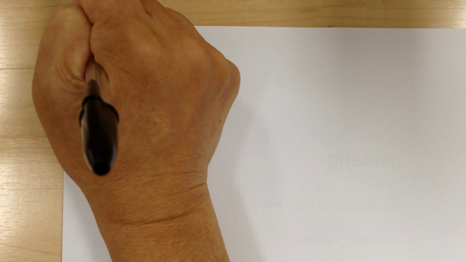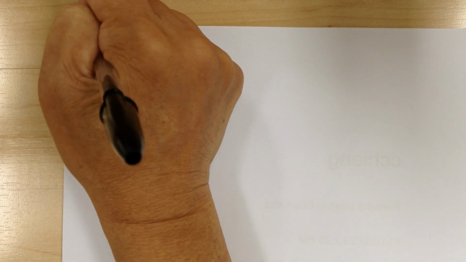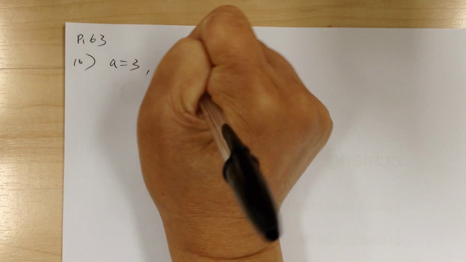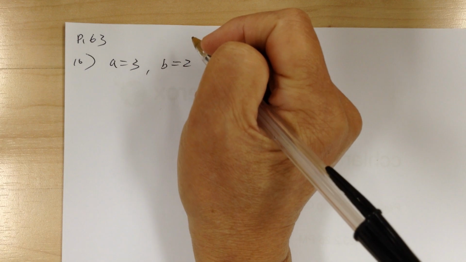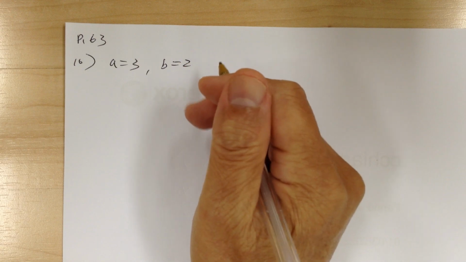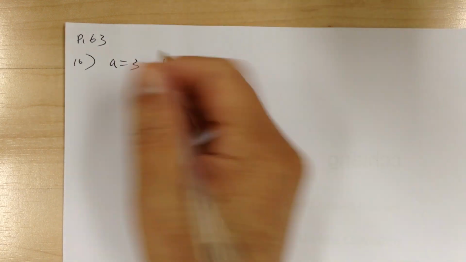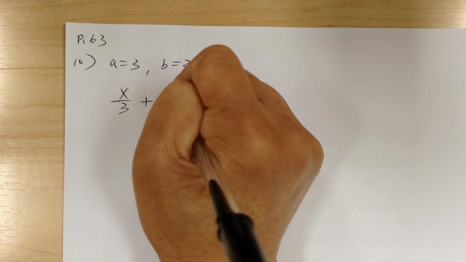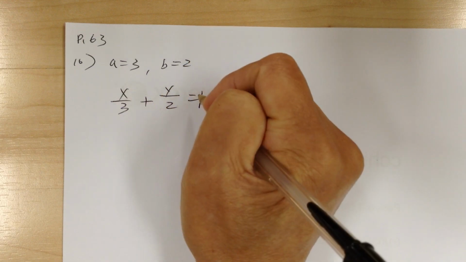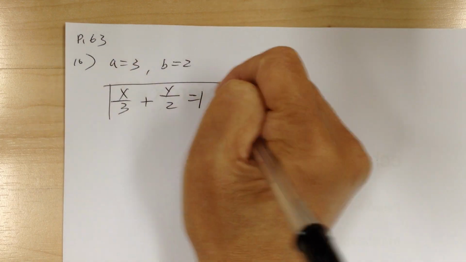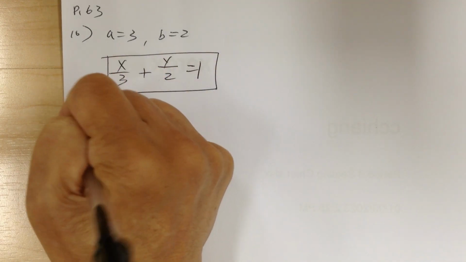Okay, good. Let's go to the next one. Number 10, you have a equal to 3, b equal to 2. When it says write the equation with the x-intercept a and y-intercept b, these are intercepts. Since the intercepts are given, you just use the intercept form. So you're going to have x over 3 plus y over 2 equal to 1. That's it. It doesn't ask you to put any particular form, so just use the intercept form. Okay, and number 12.